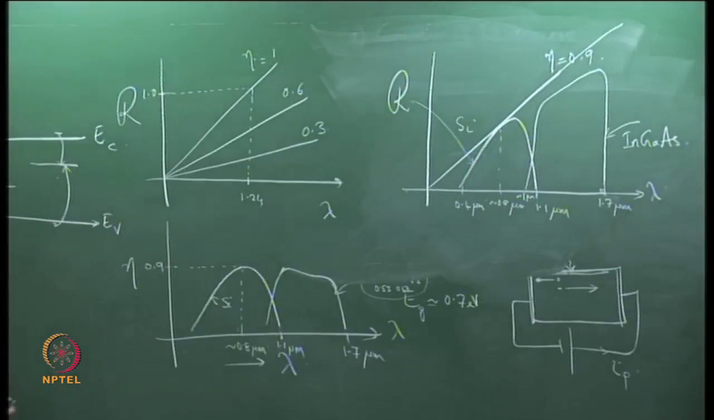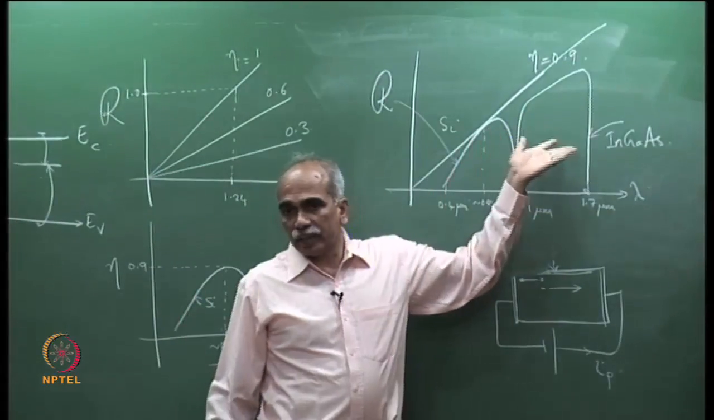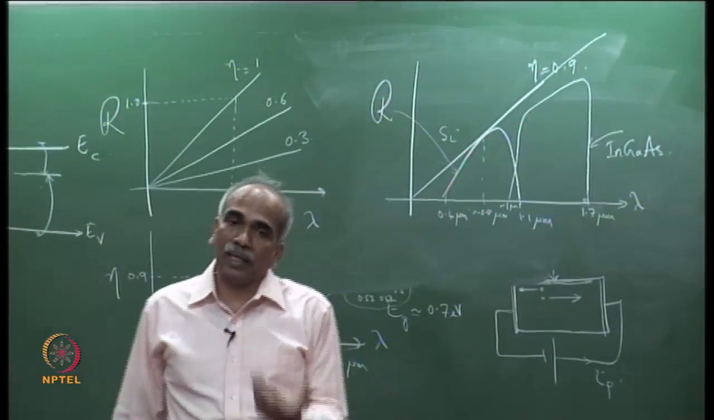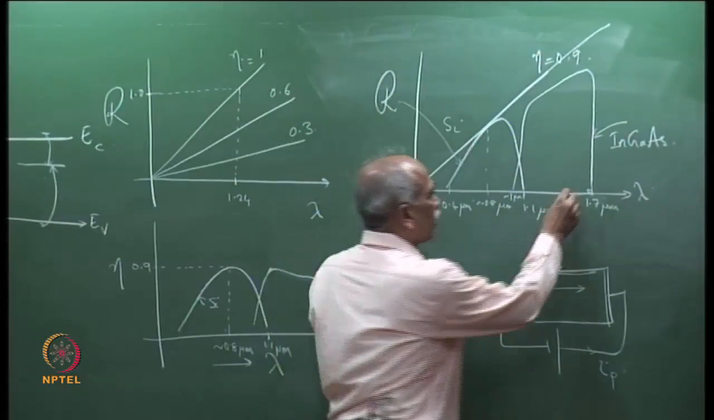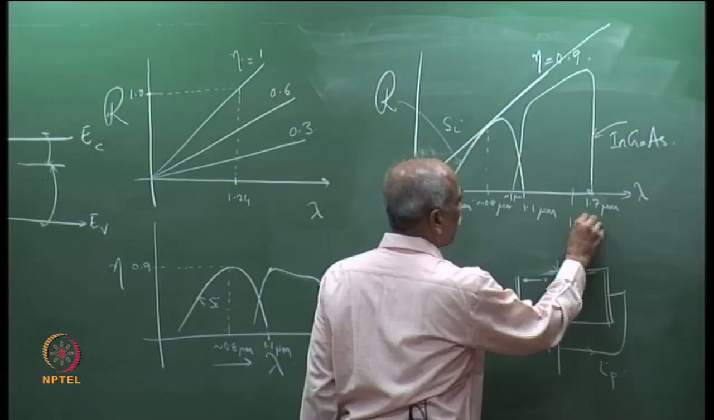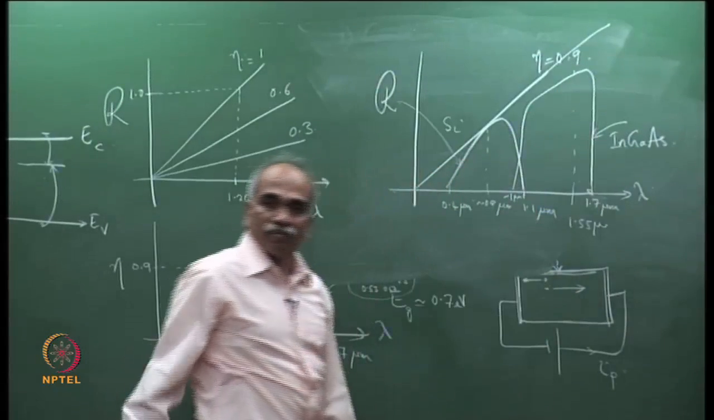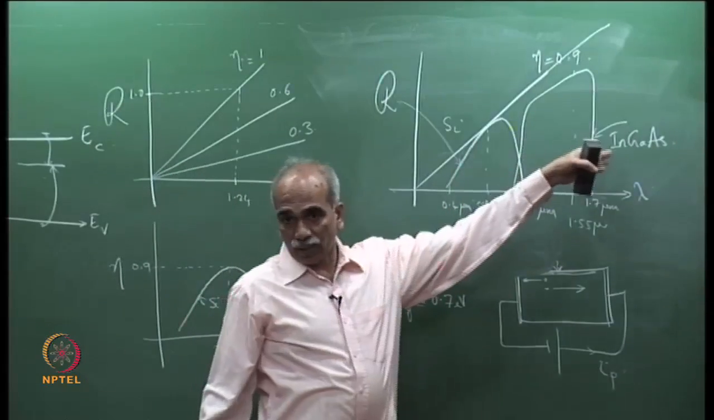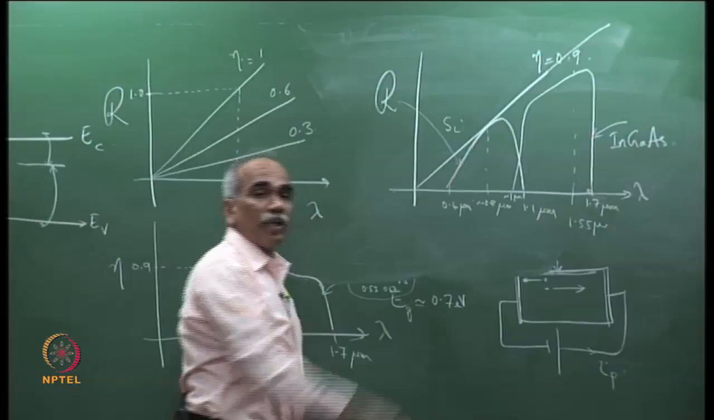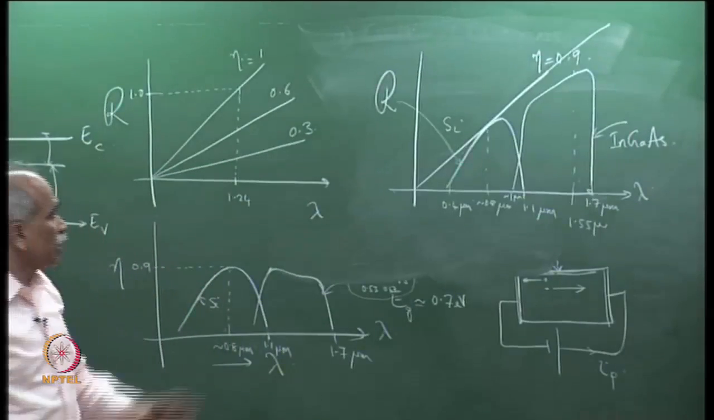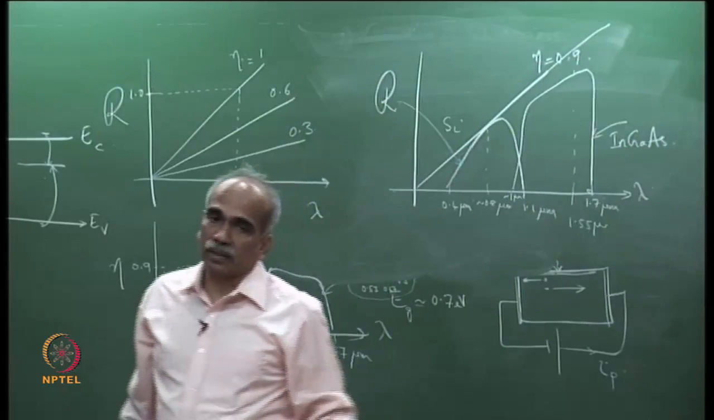Responsivity versus wavelength. This is a very important curve because it tells you which detector to choose depending on the application. If you are interested in optical fiber communication, naturally you are in the 1.55 micrometer window here, and InGaAs is the best detector, and silicon will not work. But if you are interested in around 0.8, then silicon is the best detector. So, this curve is very important in the choice of the detector.